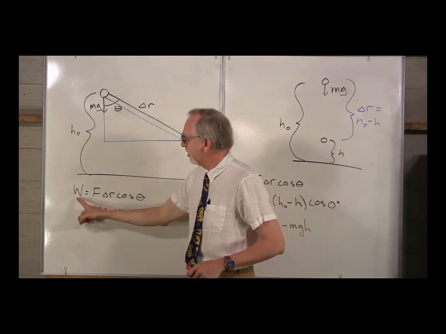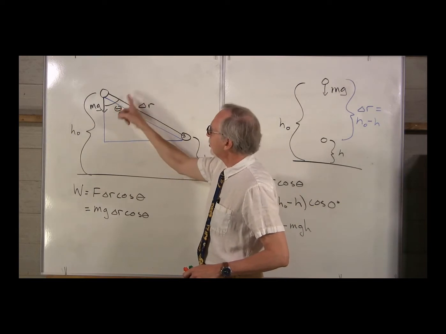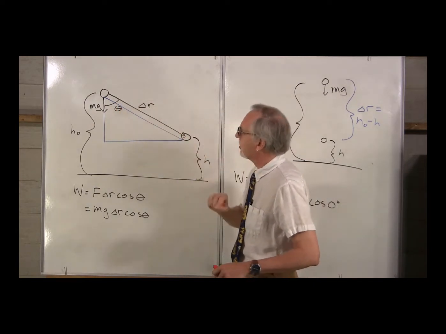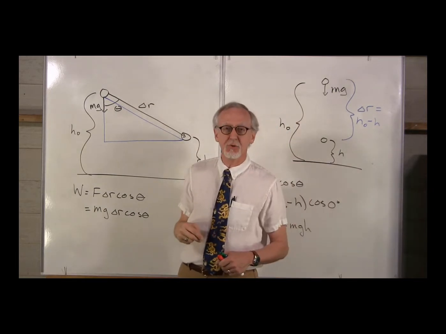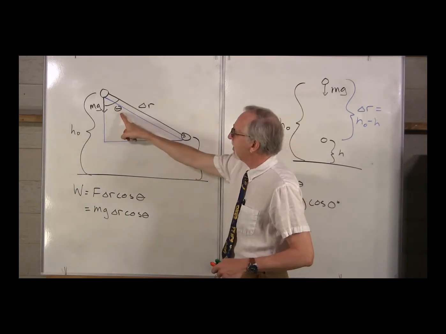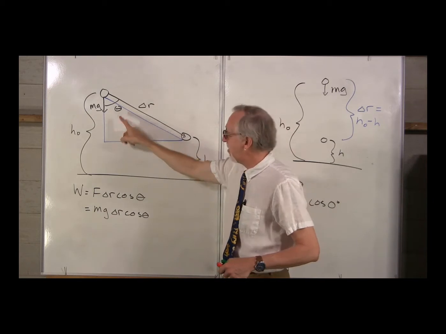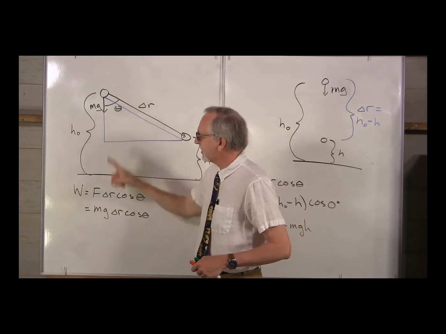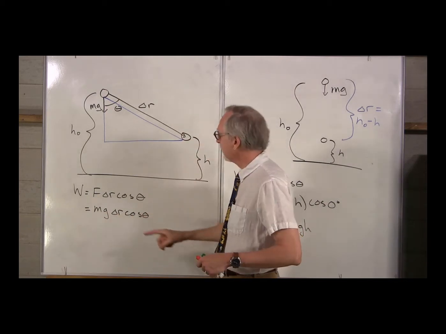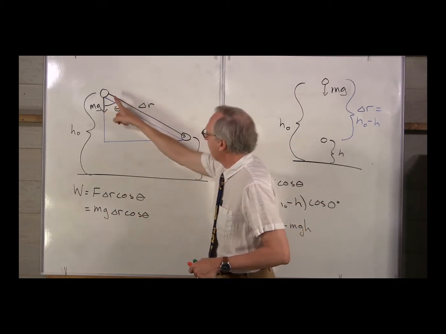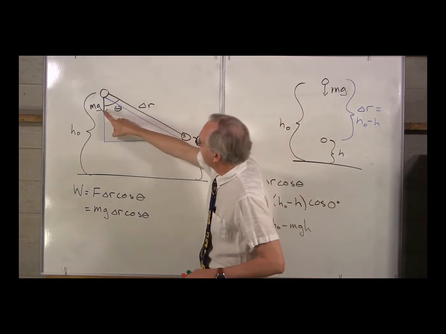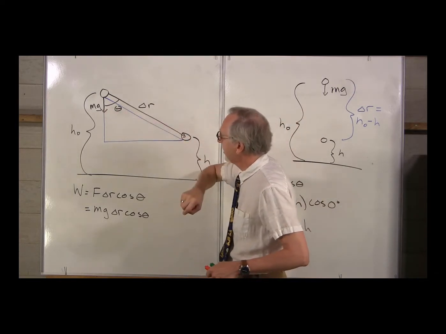Well, remember, again, work, and let's assume that the normal force is perpendicular to the displacement, so again, that's not going to do any work. So, what is the work done by gravity? We have the work is the force delta r cos theta. The force is the weight, mg, times the displacement.